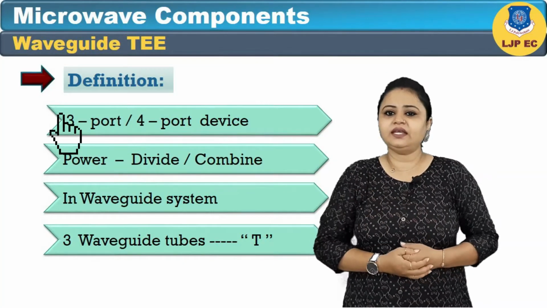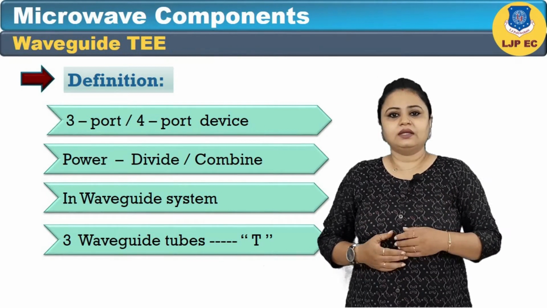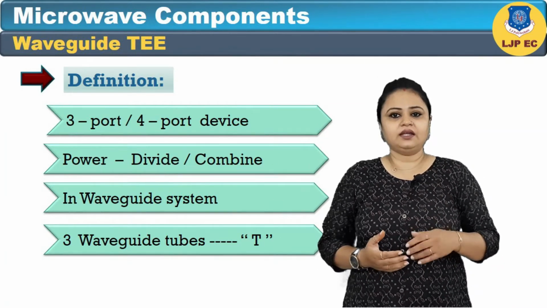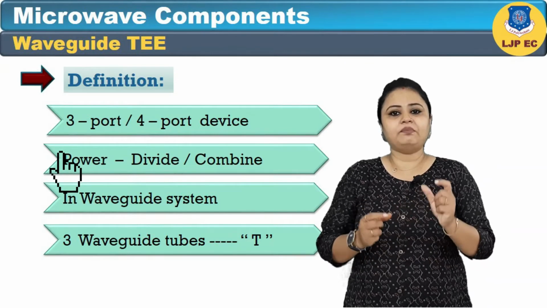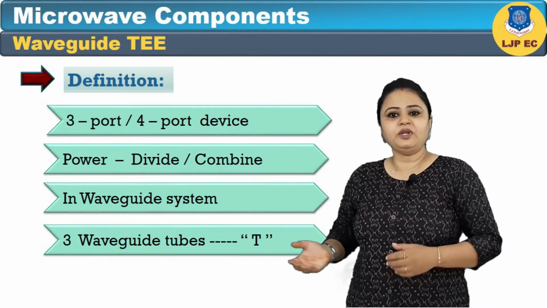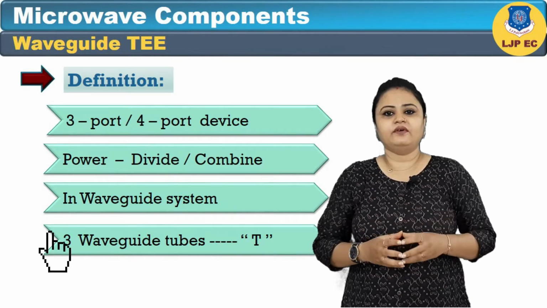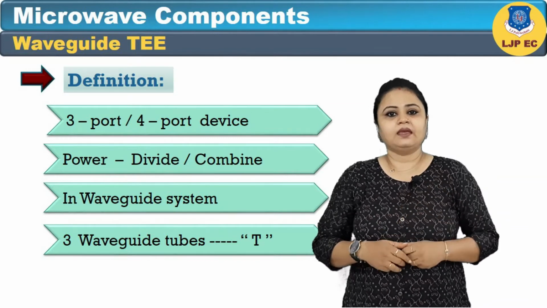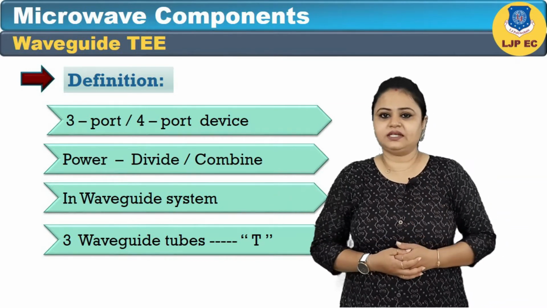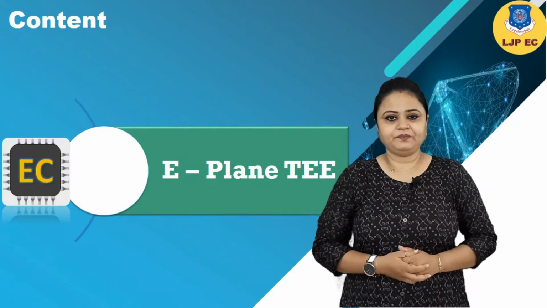A waveguide T is a 3-port or sometimes 4-port device that can be used to either divide or combine power in a waveguide system. It is formed when 3 waveguide tubes are connected in the form of an English T. This is where the name is derived from. Now let us see E-plane T.